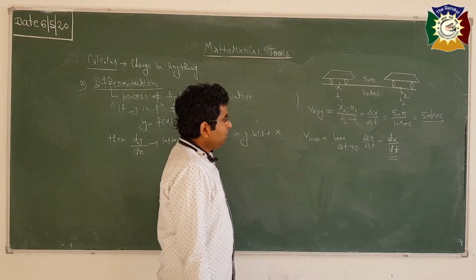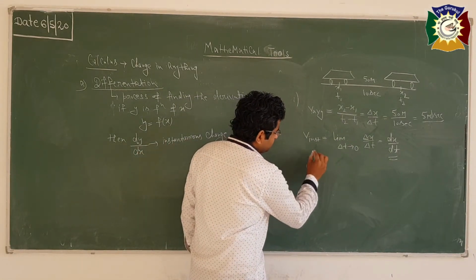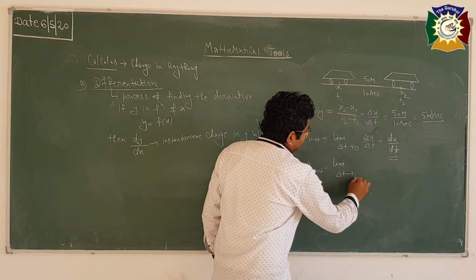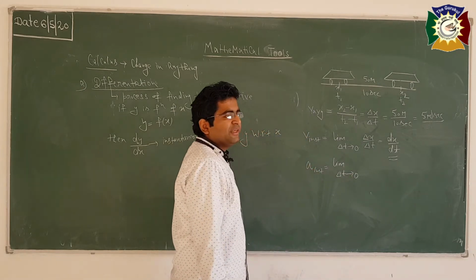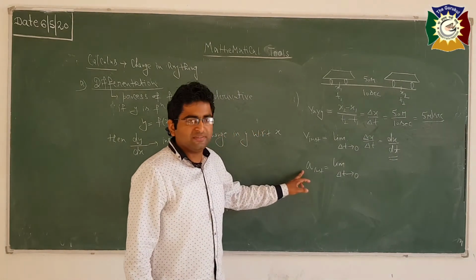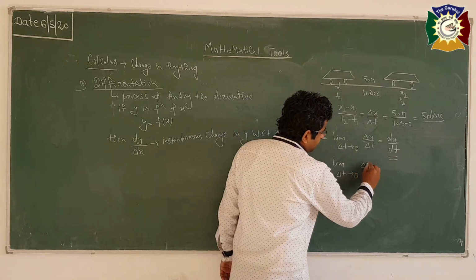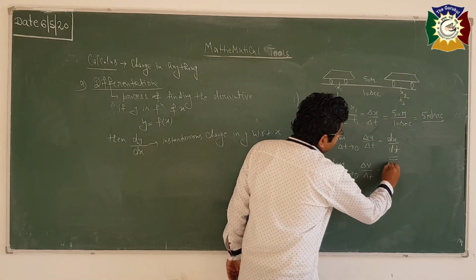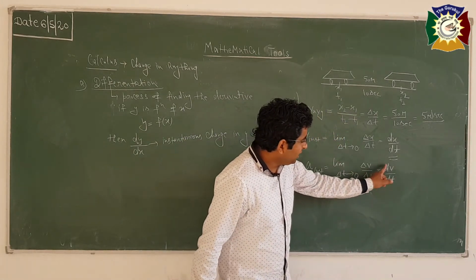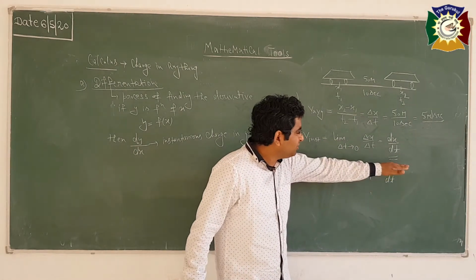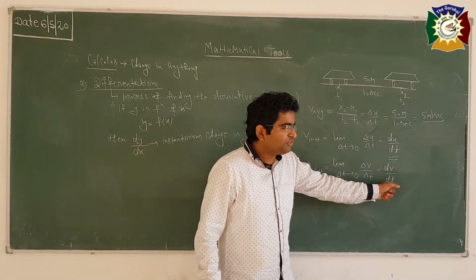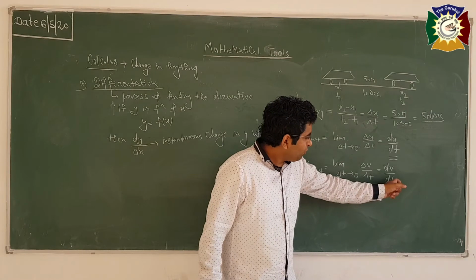Clear? In the same way, a instantaneous, limit delta t approaches to 0, acceleration. Acceleration, we know, is the rate of change of velocity. If someone asks about instantaneous acceleration, then how do you calculate it? Delta v upon delta t, and we can write it as dv upon dt. Okay, one more thing, dv upon dt is not a numerator or denominator. d upon dt stands for rate of change of a quantity with respect to t.